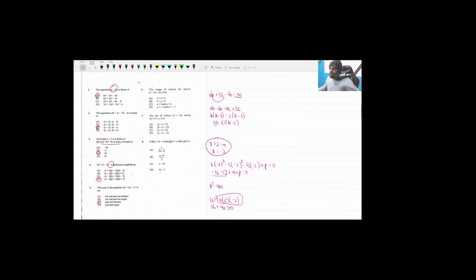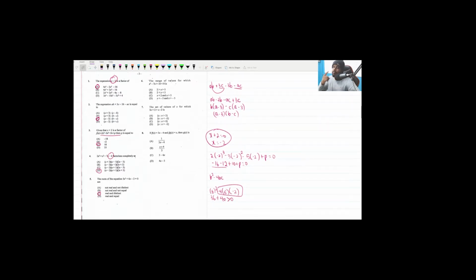Number 6, the range of values for that is, go back in one of the previous papers, we did the shortcut to figure out these types of solutions. I know it is going to be a curve like this. I want to know where it is less than 0. So here are these pieces where it will be less than 0. So I know this will be a union of two separate range of values. Now, I'm going to try to solve the quadratic and see what are the two roots.